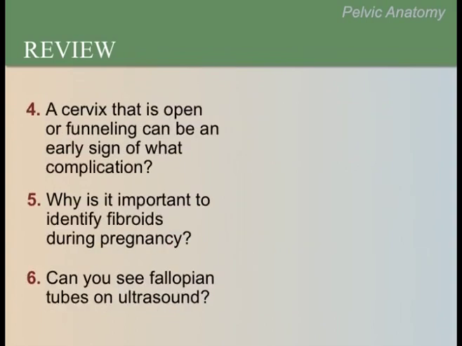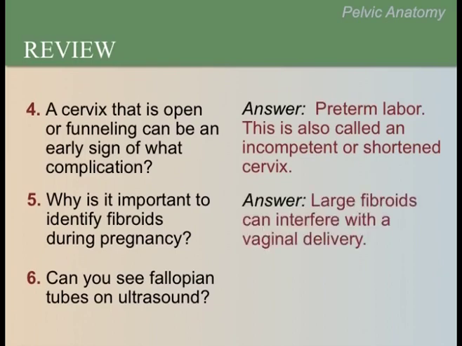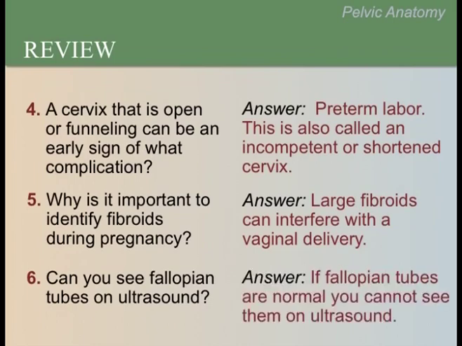A cervix that is opening or funneling can be an early sign of which complication? The answer is preterm labor. This is also called an incompetent or shortened cervix. Why is it important to identify fibroids during pregnancy? The answer is that large fibroids can interfere with vaginal delivery when they are very low in the pelvis. Can you see fallopian tubes on ultrasound? The answer is that if fallopian tubes are normal, you cannot see them on ultrasound. If you can see a fallopian tube, it is abnormal.